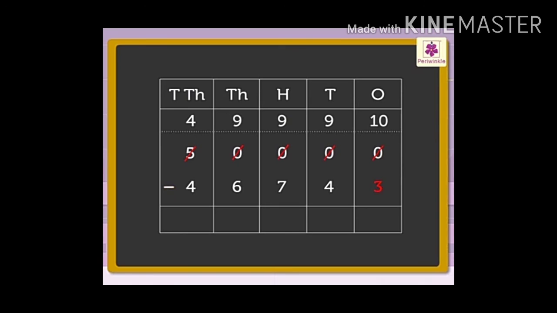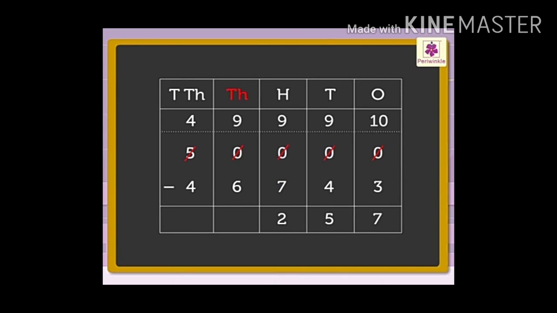So first ones place. 10 minus 3, 7. What will be the answer? 7. Now tens place. 9 minus 4. What will be the answer? 5. Very good. Next comes the hundreds place. 9 minus 7. What is the answer? Yes, 2 is the answer.